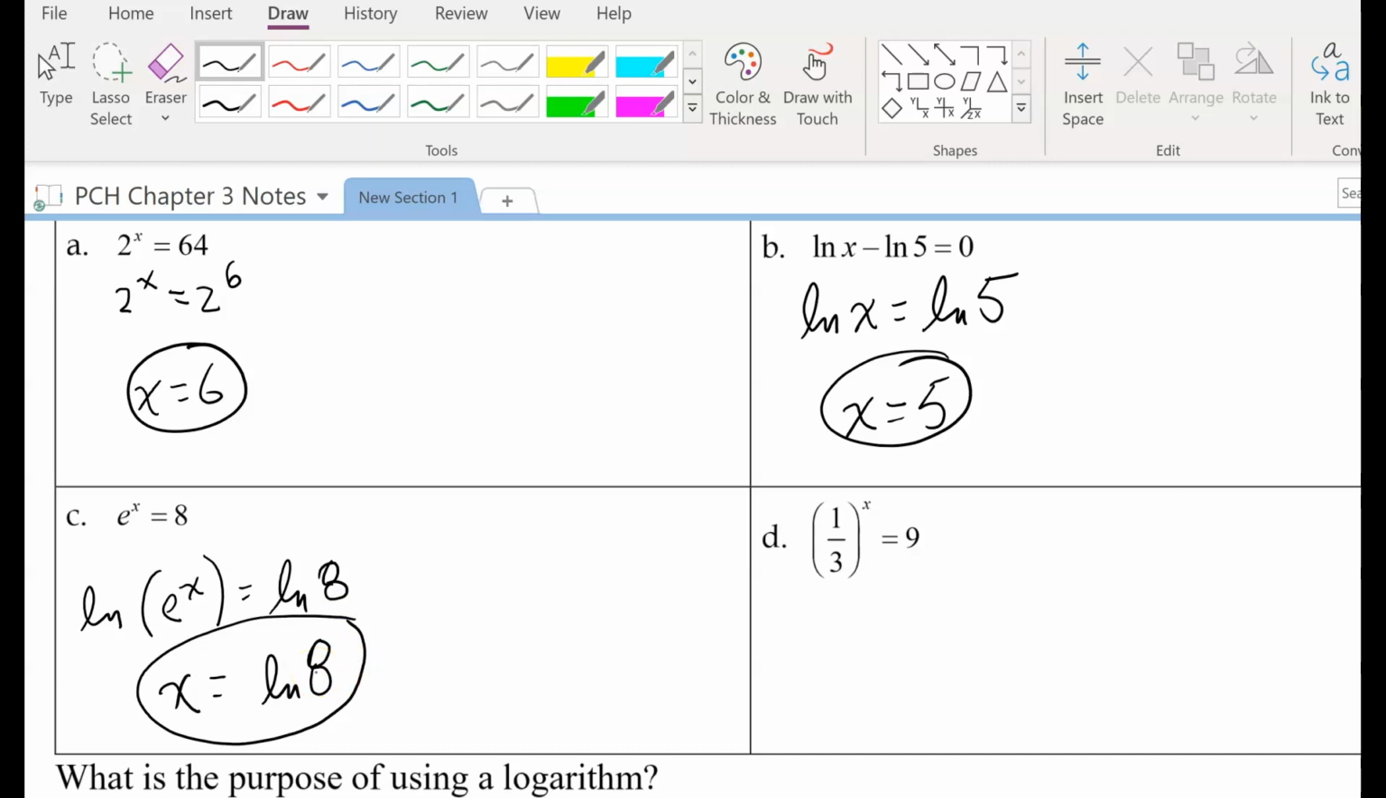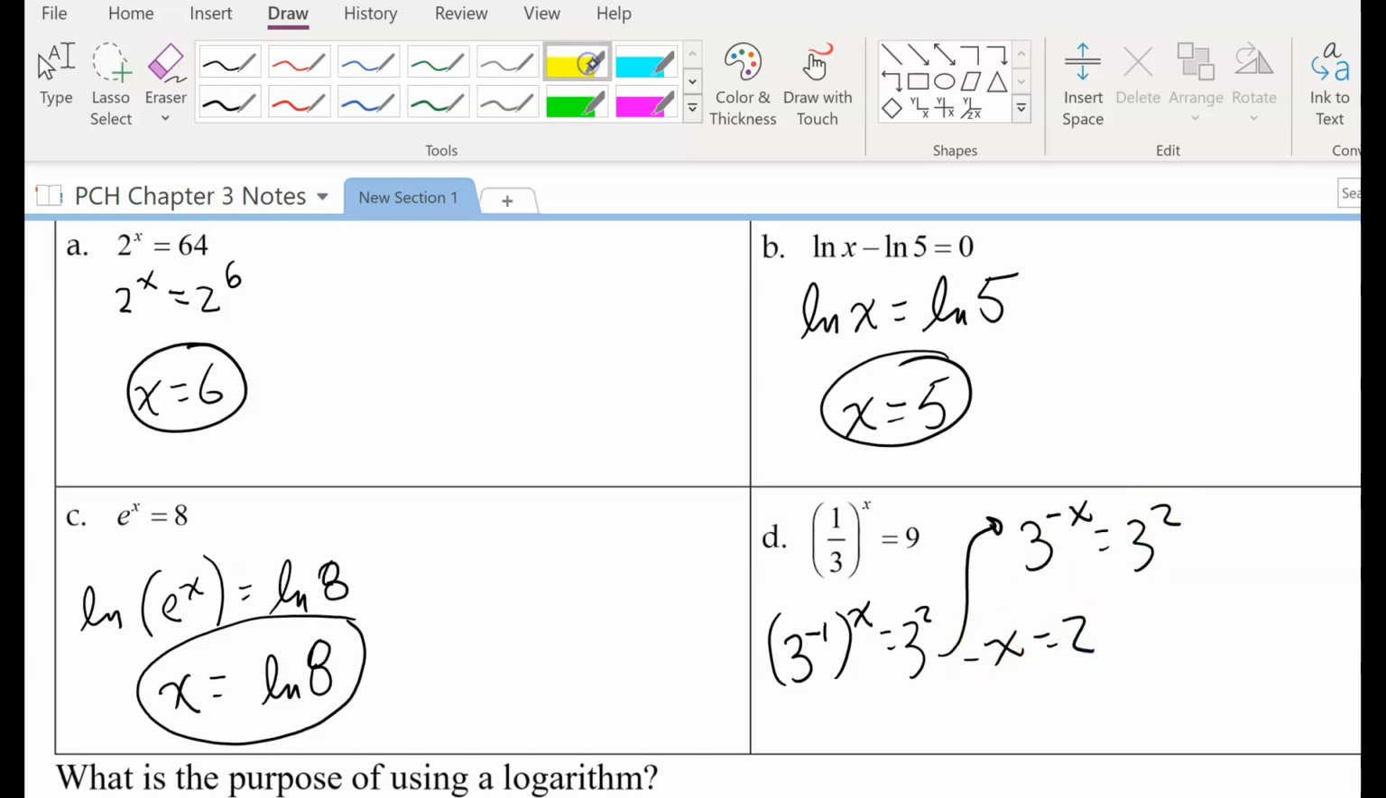Alright, for part D, again, in order to use our one-to-one property, we need to make sure that we have the same base. So I'm going to rewrite this 1/3 as 3 to the negative 1 raised to the x. And then I'm going to rewrite that 9 as 3 squared. So just a little bit of simplifying. 3 to the negative x is equal to 3 squared. So I know that negative x has to equal 2. Right, I'm just setting these exponents equal to each other, which means that x is equal to negative 2.